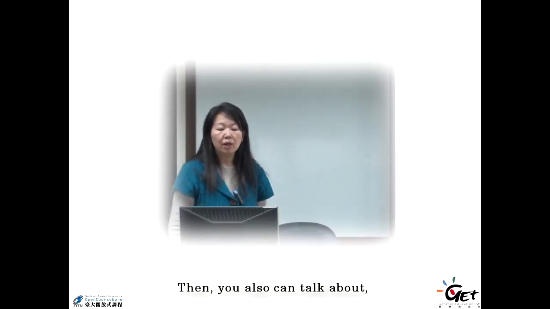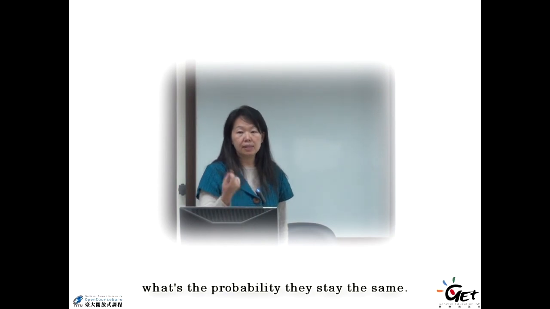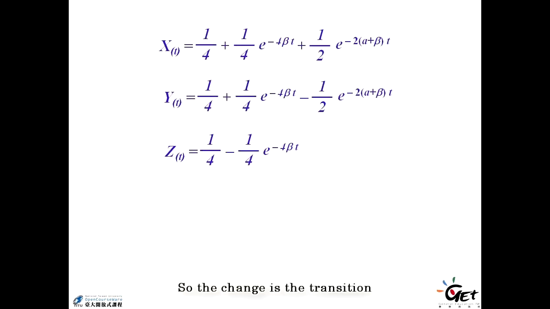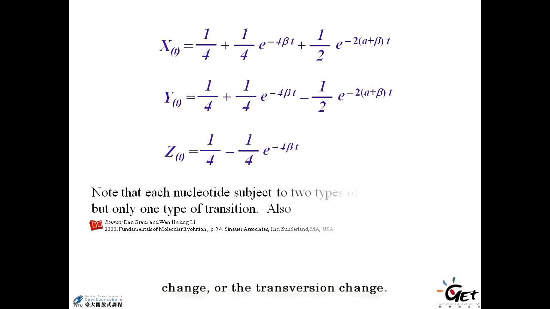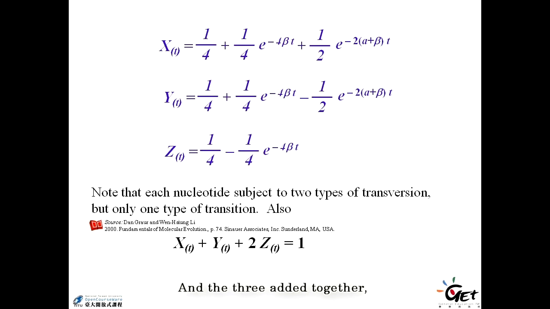Then you can also talk about the probability that they stay the same. So there are only three outcomes: a transition change, a transversion change, or no change at all. The three added together, and of course they have different probabilities, since there are two types of transversion and one type of transition, should add up to equal 1. That's the overall sum of all the probabilities, as I mentioned when we dealt with frequency in the population.